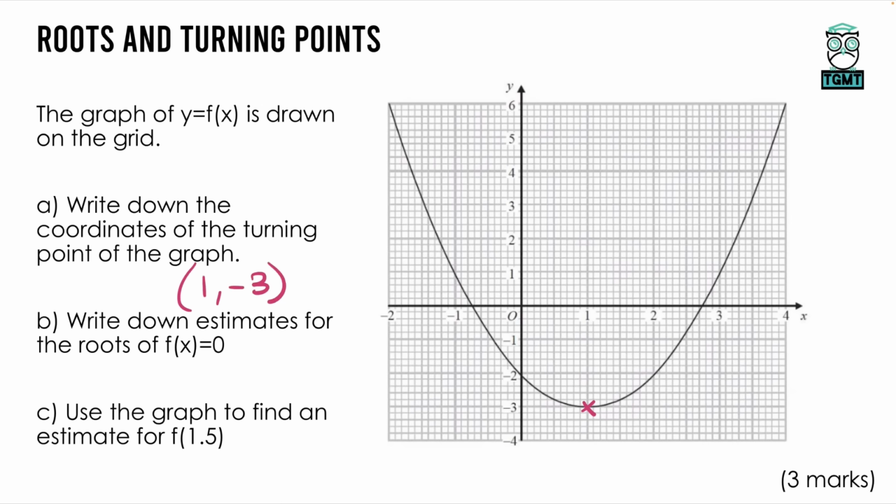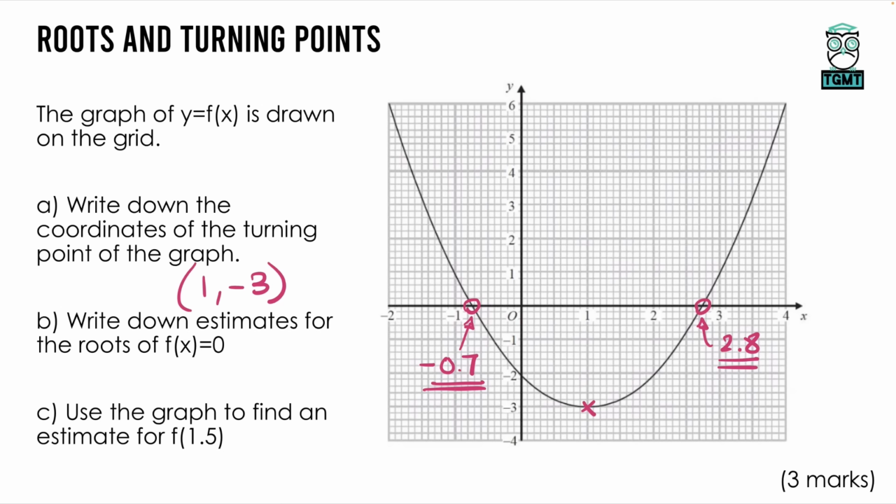The next part says write down estimates for the roots of where this function is equal to 0. It's not actually given us the equation of the graph, it's just called a function. So whatever the equation is, when it equals 0, what are the roots? Well, that's the points where it crosses through the x-axis. So this one here looks like 2.8, and this one here looks like minus 0.7. Obviously, you can get as close as you can to see that accurately, but there's our two roots, also called the solutions sometimes. So there we go, that would be part B.